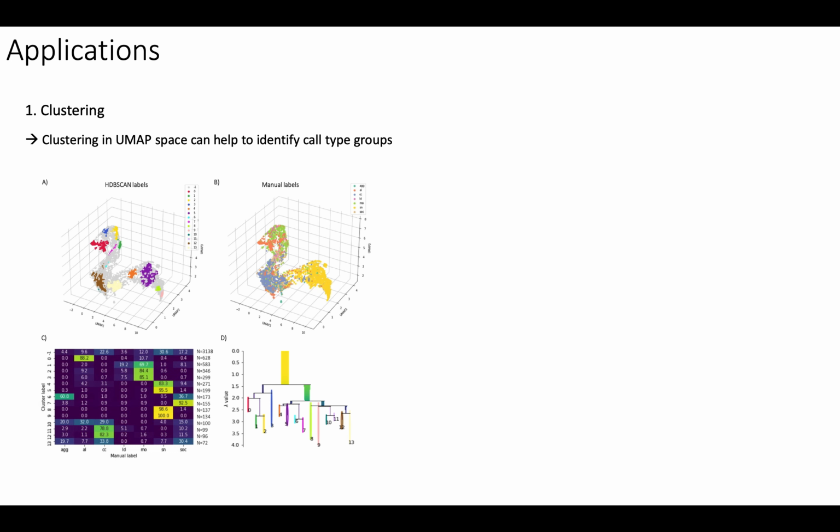So what downstream applications are there? A natural one would be to apply a clustering algorithm on the latent space, and that's exactly what we did, and compared the clusters to the manual labels. We saw that in general there was a good agreement, meaning that we had a high purity of the detected clusters of being composed of only one call type, or if it was composed of more than one call type, those were usually very similar ones.